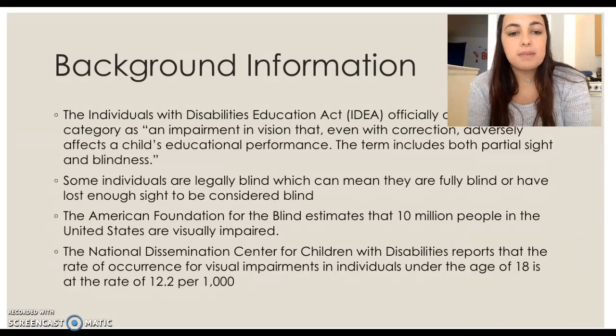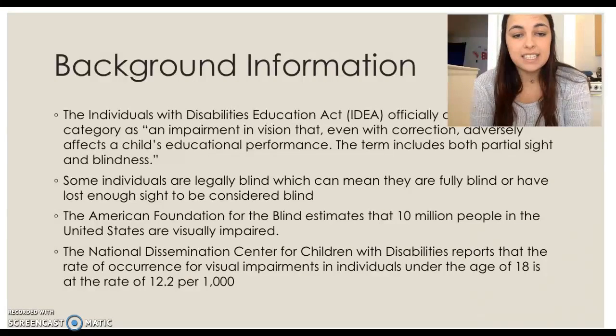The National Dissemination Center for Children and Disabilities reports that the rate of occurrence for visual impairments in individuals under the age of 18 is at the rate of 12.2 per thousand.